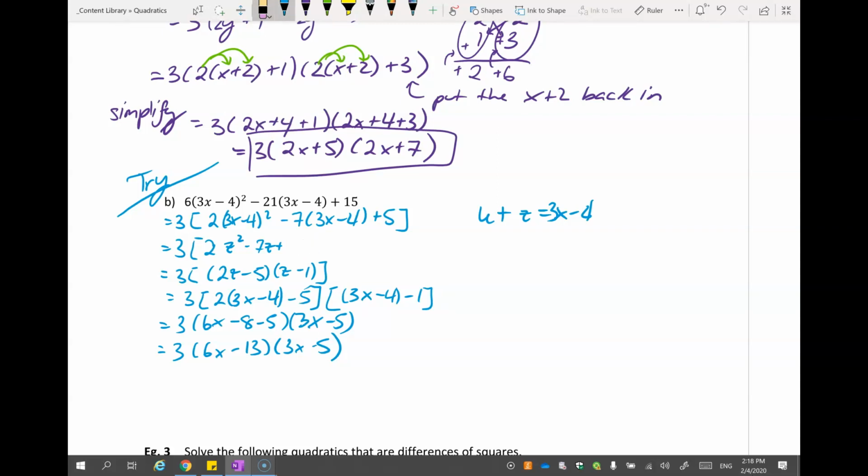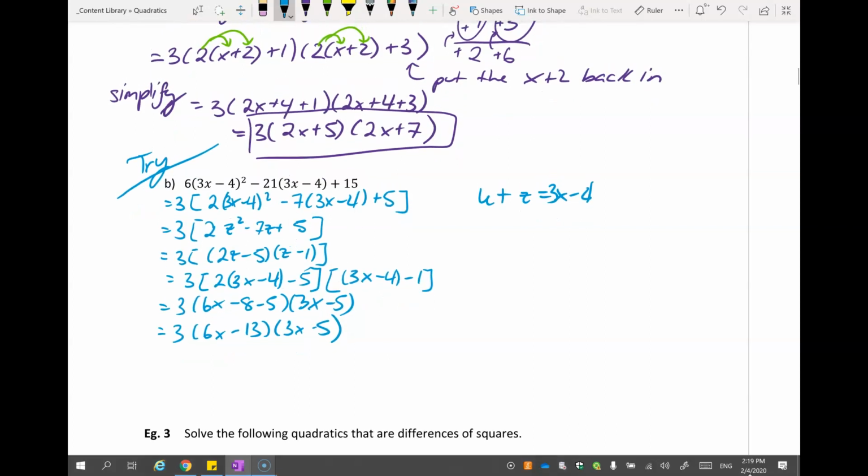Okay, and then afterwards, I factored out the 2z squared minus 7z plus 5. And I used a box method for that. And you should get 2z minus 5 times z minus 1. Then afterwards, I can plug in the 3x minus 4 again. And then I simplified each set of brackets by expanding. And then after you expand, you're going to simplify each set of brackets, and then you'll be done.